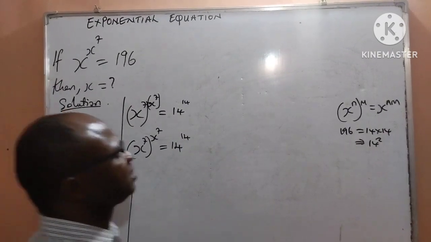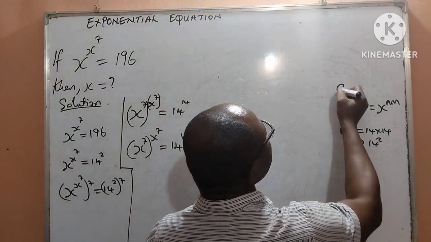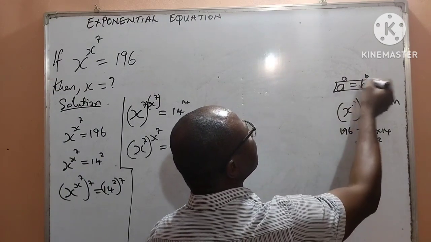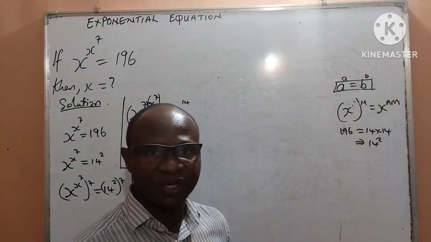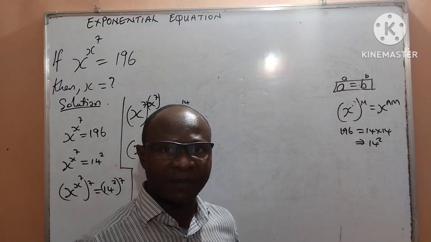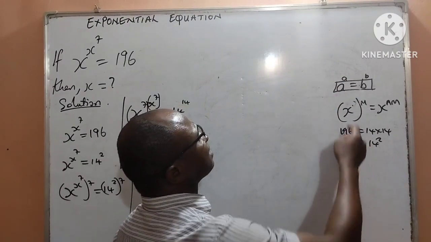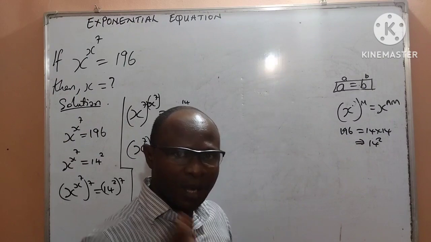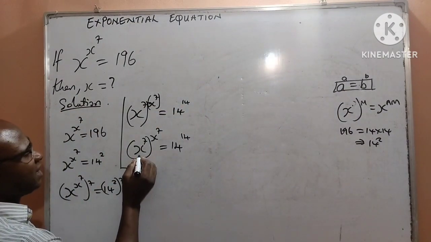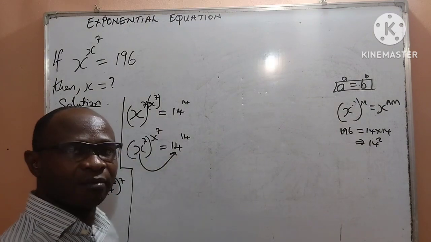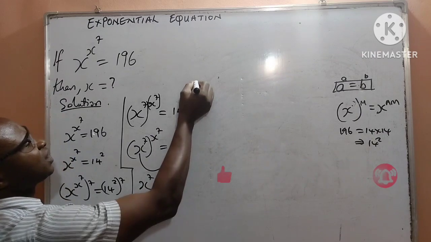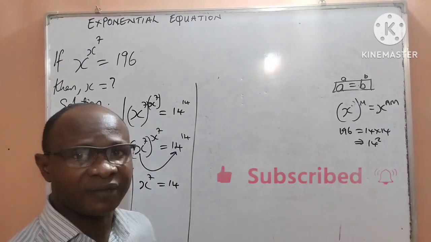And there is a beautiful law in indices that can help us to solve it. That means if I have a raised to the power a equal to b raised to the power b, we conclude that the bases are equal. When do we do this? When by the left hand side, the base is the same as the power, and by the right hand side, the base is also the same as the power, we conclude that the bases are equal. What it means is that the base by the left should be equal to the base by the right. And that means that x raised to the power 7 should be equal to 14. And from here now, we can solve to get the value of x.